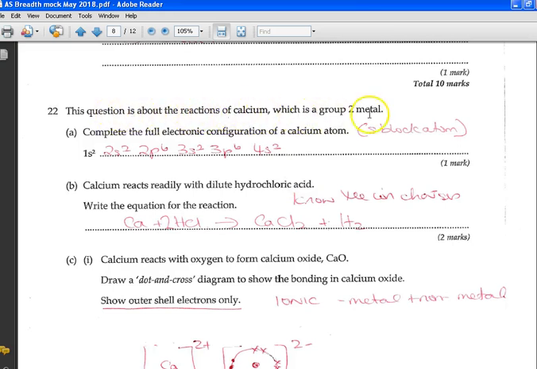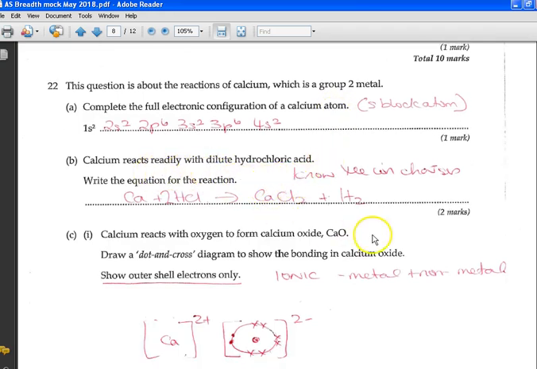This is asking about calcium and tells you it's a group 2 metal, which if it's group 2 means it must be S, an S block. So when you write this electron configuration, you should recognize that at the end you should have S orbitals. Yeah, if you haven't, then you've not done it correctly.